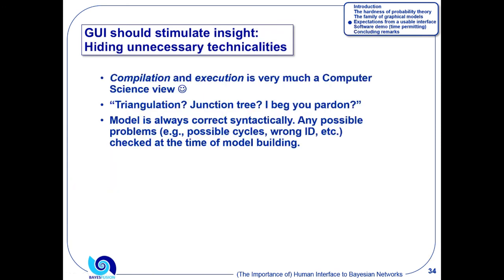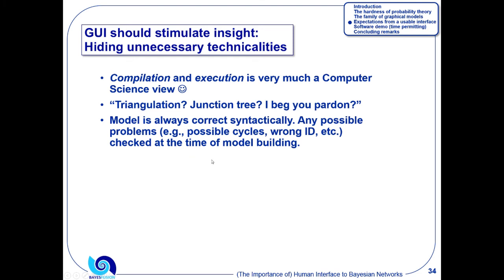I think that a good GUI should hide the unnecessary technicalities. Sometimes I see in computer software for Bayesian networks a compilation phase and an execution phase. That's very much a computer science view. Why would a user care about this? The user constructs a model and wants to use it. Triangulation, junction tree, I beg your pardon, what is that?